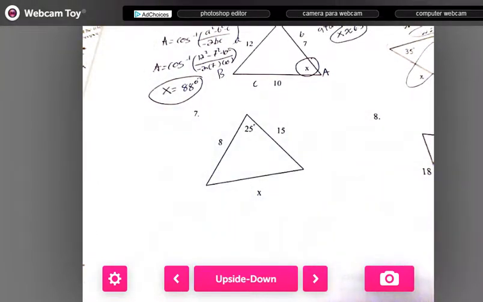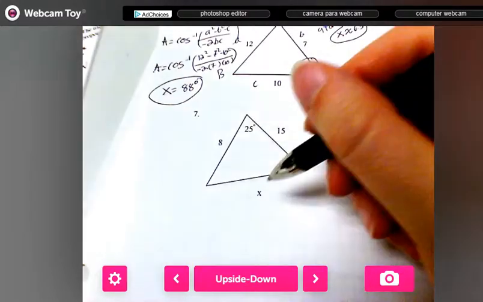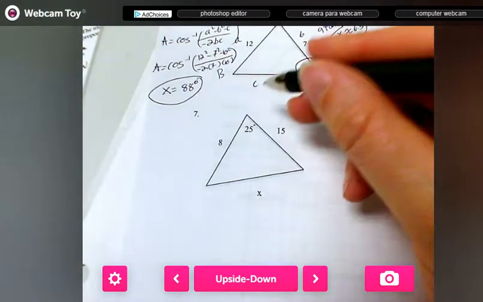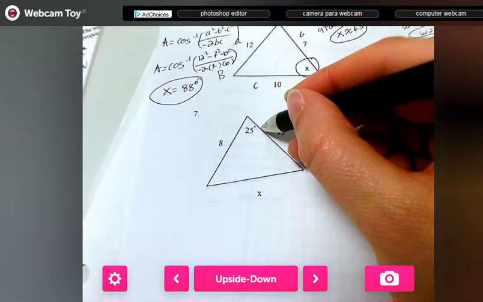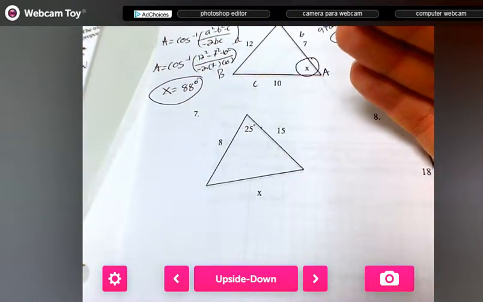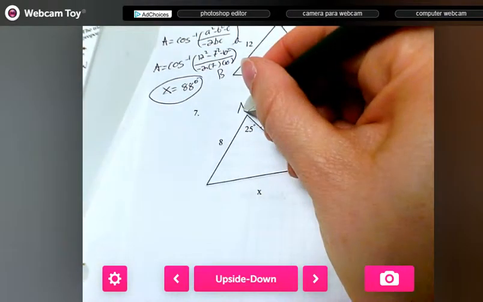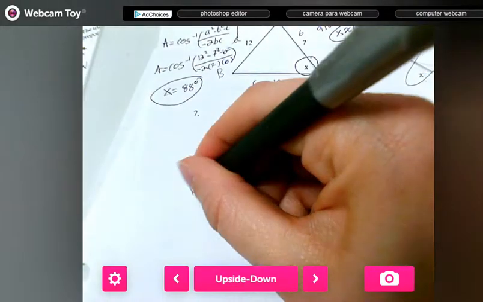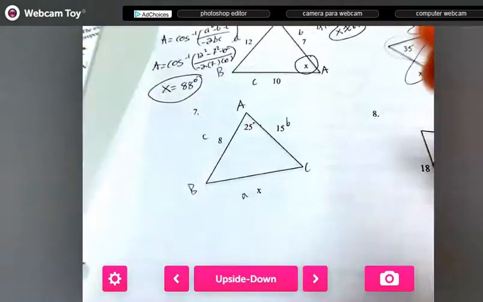Okay. So we're looking right here. We want to find this side. We have the 2 other sides, and we have the angle across from it. In this case, I would use law of cosines. I'm going to name this little a, little b, little c. And I'm just going to use the law of cosines.